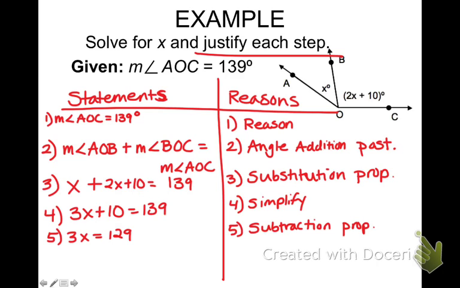And then our last move would be to divide. So that gets me, I forgot my x, x equals 43, which is the division property. The original problem asked us just to solve for x, so now we're done.